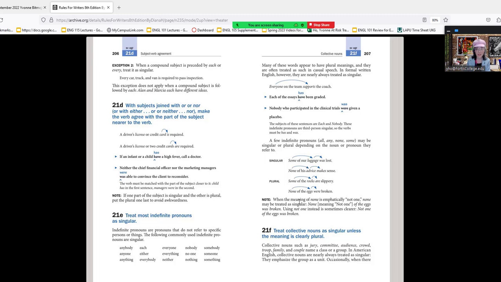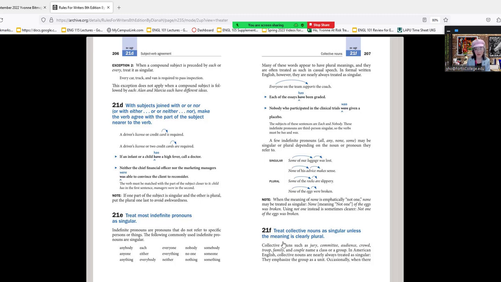So when the meaning of none is emphatically not one, none may be treated as singular. None meaning not one of the eggs was broken. Using not one instead is sometimes better. Not one of the eggs was broken.